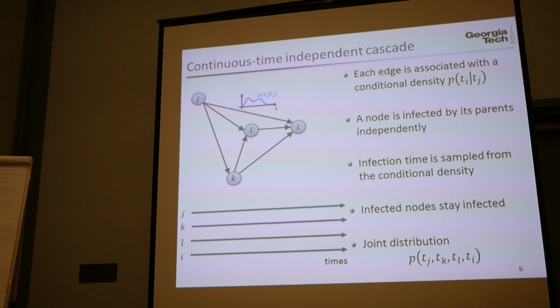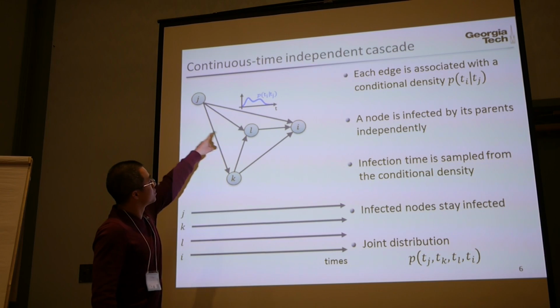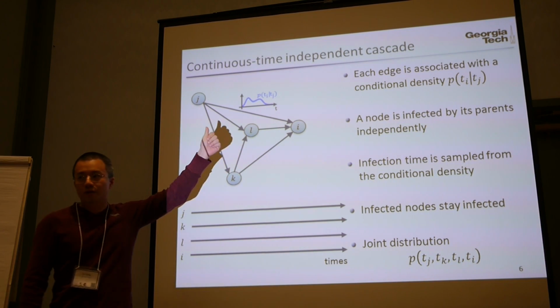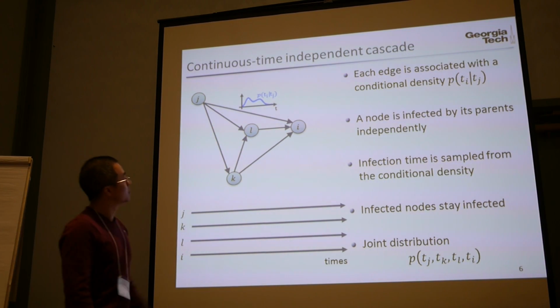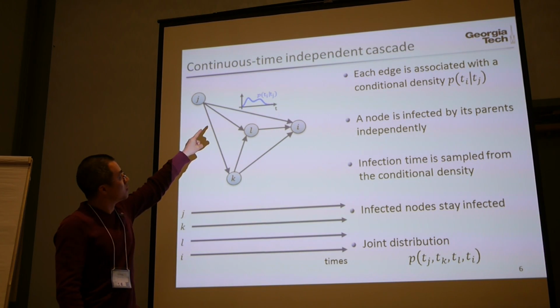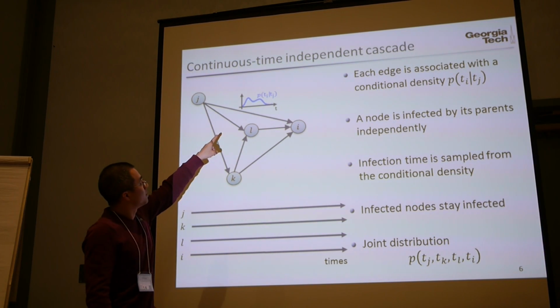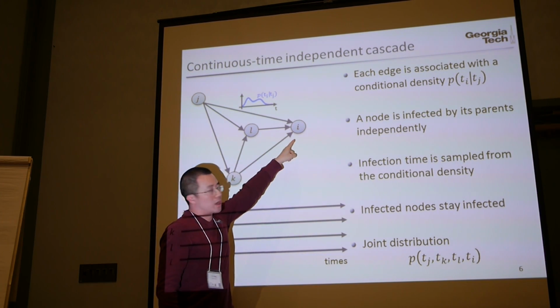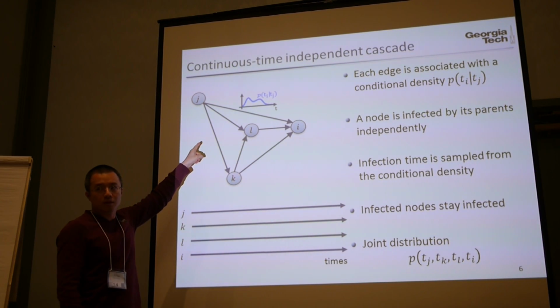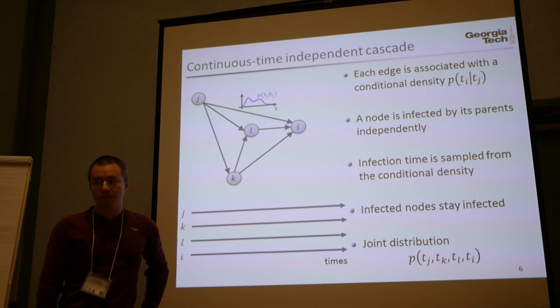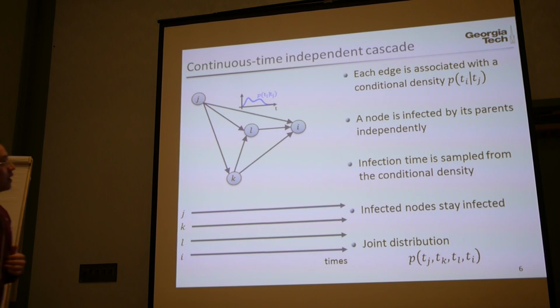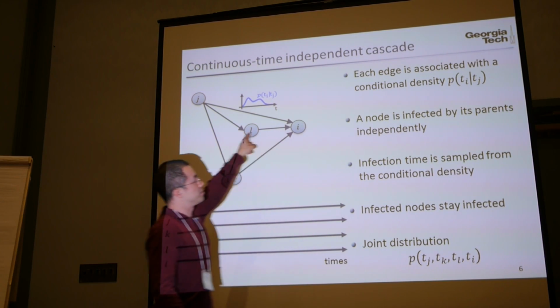So what we're going to do instead is to use a continuous time diffusion model. The differences between a continuous time diffusion model and a discrete time diffusion model: the first thing is we're going to associate each one of the edges, instead of a fixed probability of infection, with a density over the infection time. It is effectively a conditional density of node I being infected, given the parent node Tj is infected with a Tj. And again, each node is going to be infected by its parent independently.